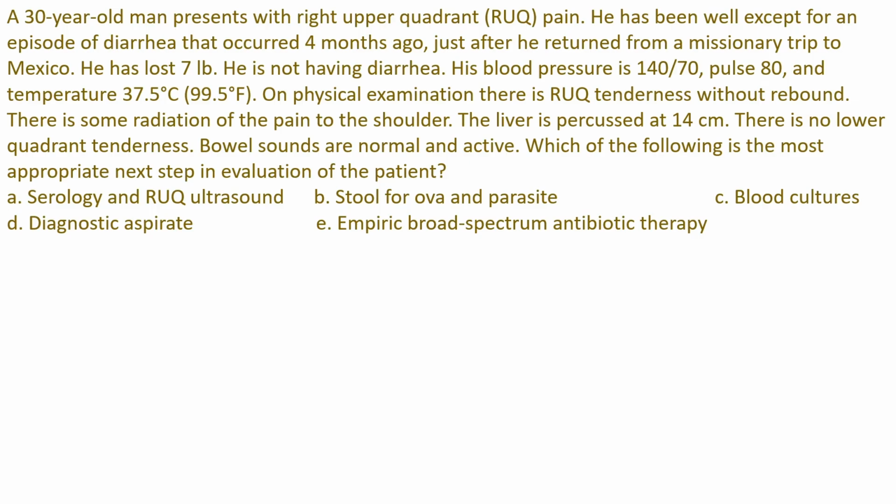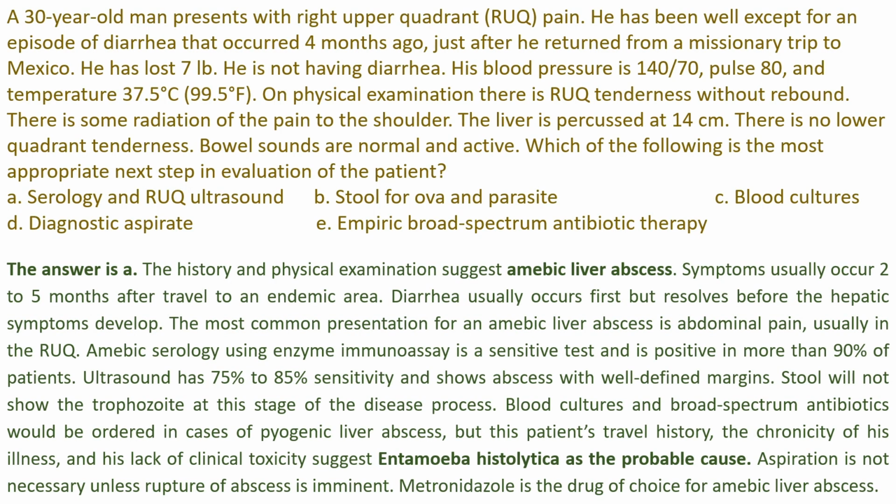The answer is A. The history and physical examination suggest amoebic liver abscess. Symptoms usually occur 2 to 5 months after travel to an endemic area. Diarrhea usually occurs first, but resolves before the hepatic symptoms develop. The most common presentation for an amoebic liver abscess is abdominal pain, usually in the RUQ.